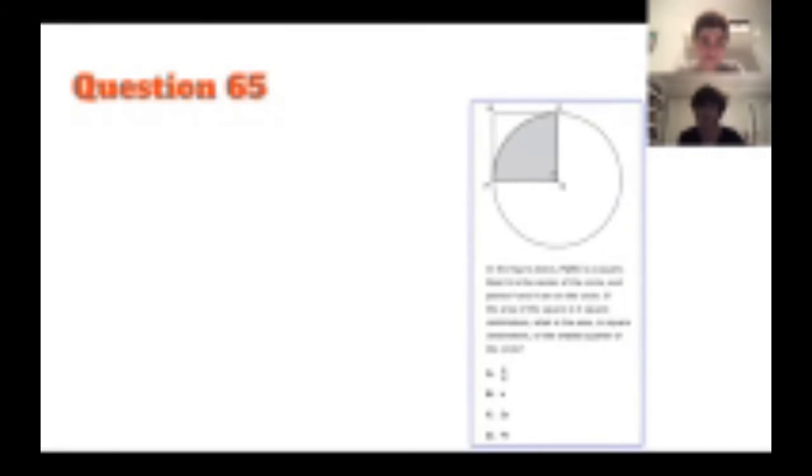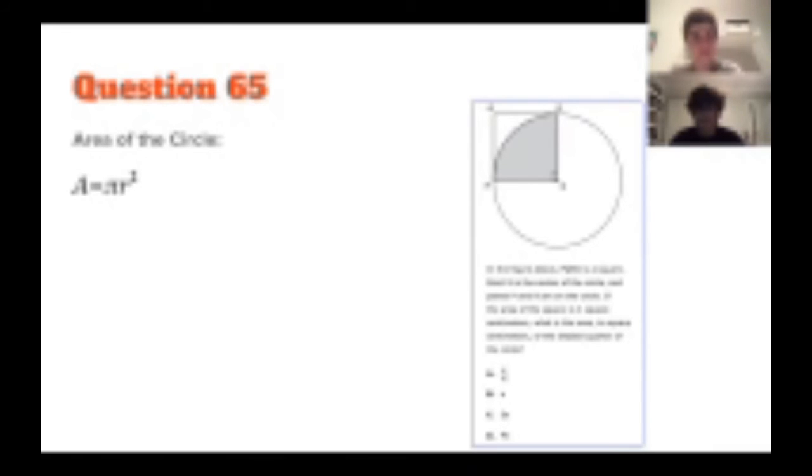In the figure above, PQRS is a square. Point S is the center of the circle, and points P and R are on the circle. If the area of the square is 4 square centimeters, what is the area in square centimeters of the shaded quarter of the circle? This one's pretty tricky because it takes a couple of steps to get the answer, but we'll go over everything you need to know about this problem. We are looking for the area of the quarter of the circle. That's the part that's shaded.